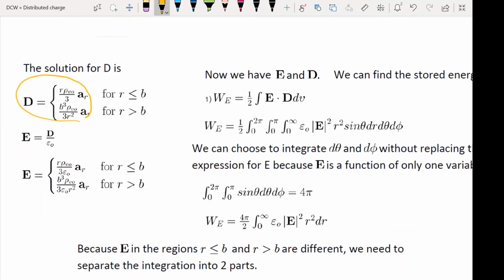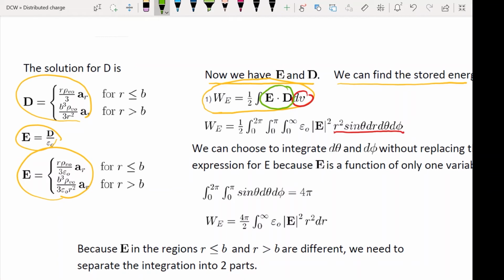We can compute E from D. We have E and D now. We can use the equation to obtain the energy. dV is this term. E dot D is these terms. There is no theta and phi dependence in E dot D. We can integrate dθ and dφ first. We got 4π.